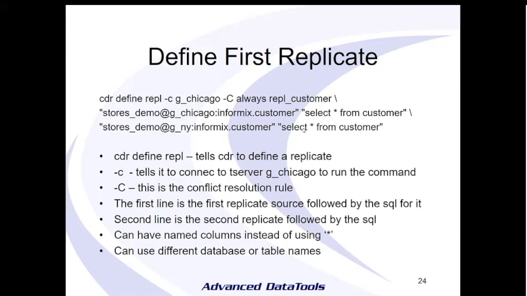Then there is the $C, which is the conflict resolution rule. In our case, we're doing a two-part replicate. I just have two systems that are running it. I'm just going to tell it to always.